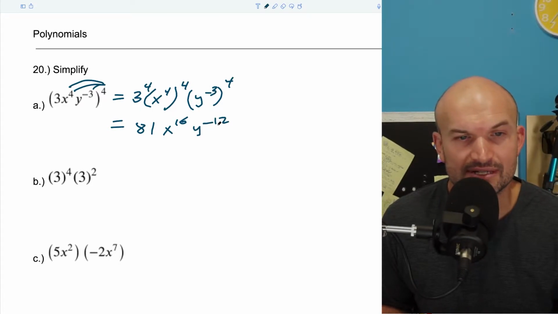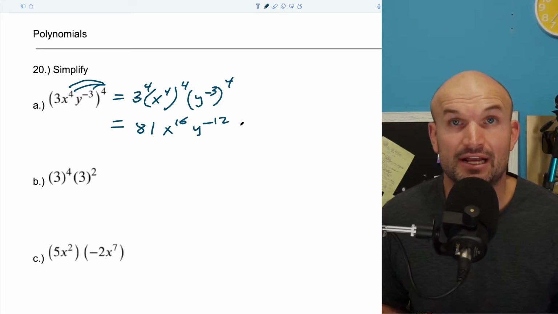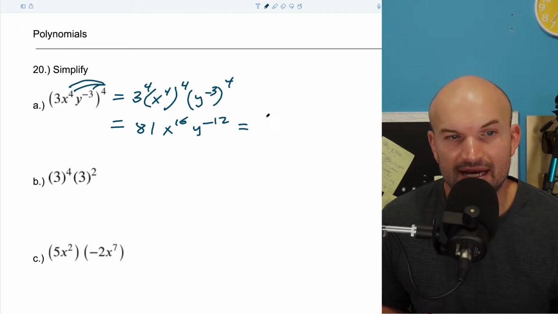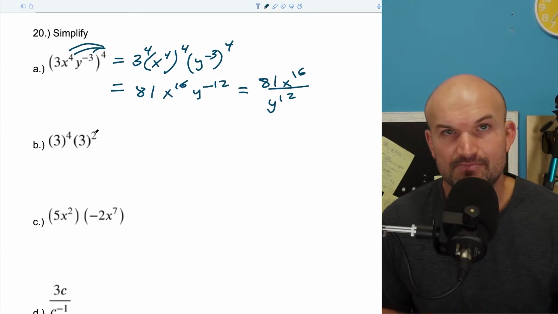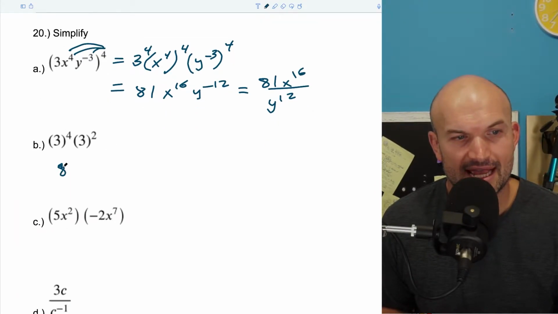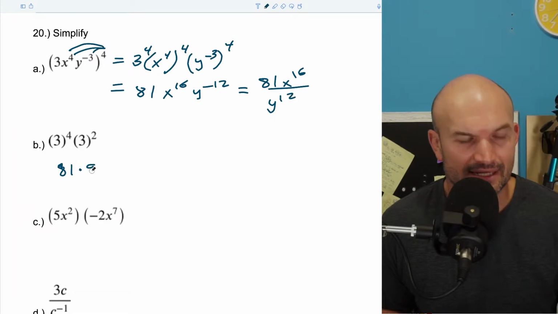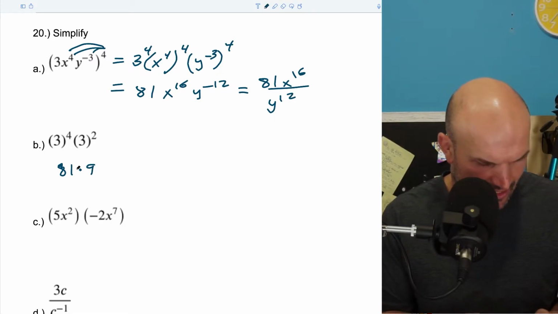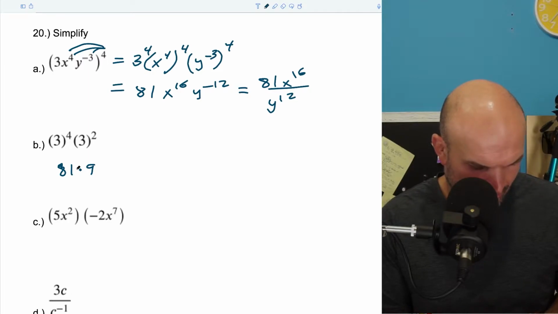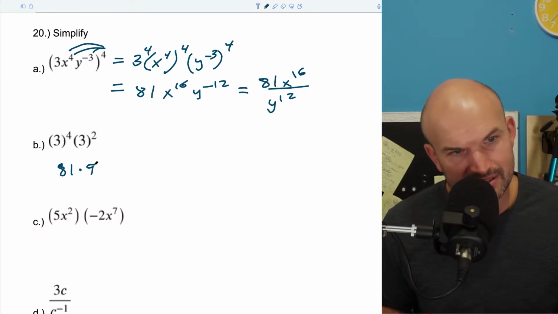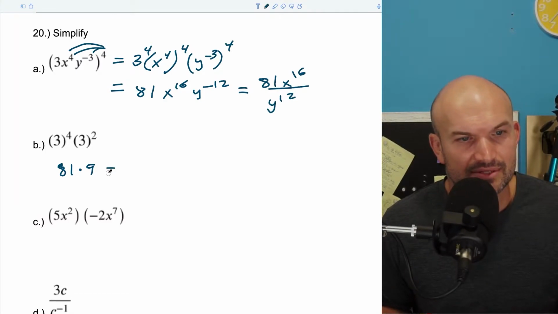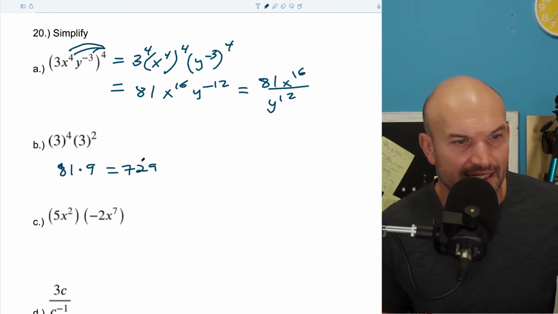You multiply those powers. And then just remember that whenever you have a negative power, you can rewrite that as a positive power by writing it as the reciprocal. So my final answer is 81 x to the 16th over y to the positive 12th. Over here, I'm just multiplying these. So this is going to be 81 times 9. And 81 times 9 is, I should probably know this off the top of my head, but I'm not really sure. So that'd be 720 plus 9. So yeah, that makes sense. So therefore, the answer is 729.